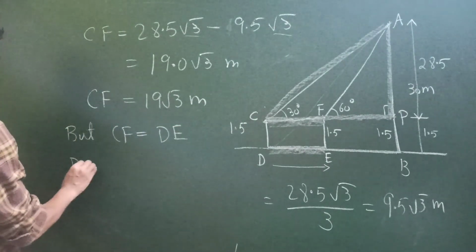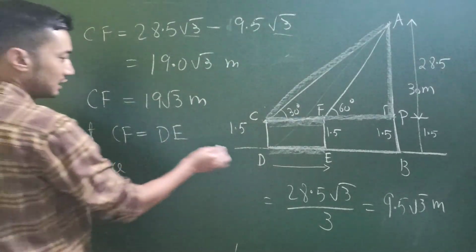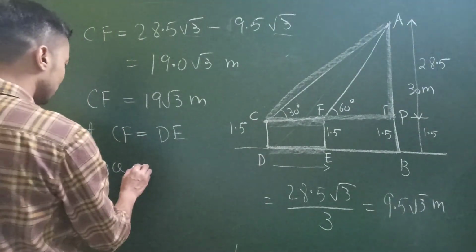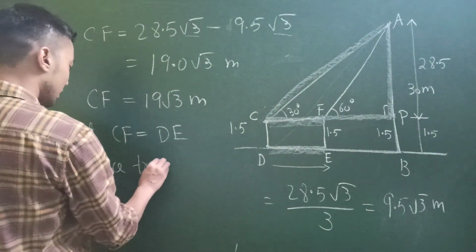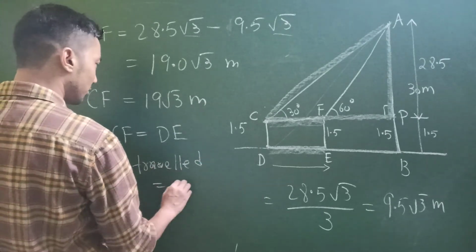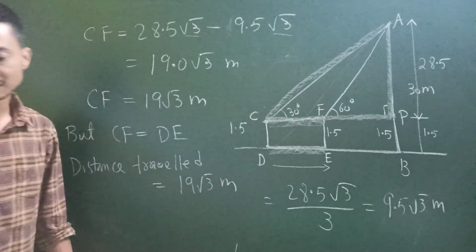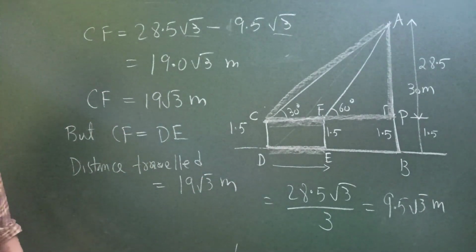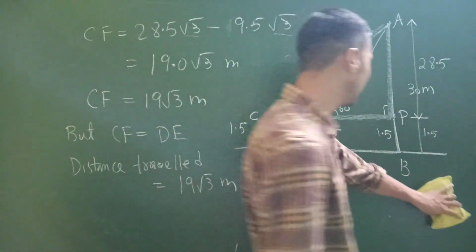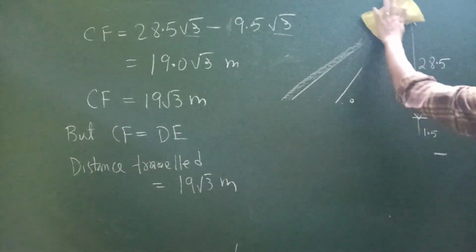So the distance, because it's the same boy, D represents his leg, C represents his eyes. Same boy. So distance traveled will be how much? 19 root of 3 meters. A simple question. Of course, not a very simple question, I'll not lie, but a very interesting question. Okay, so this is how this question is solved.